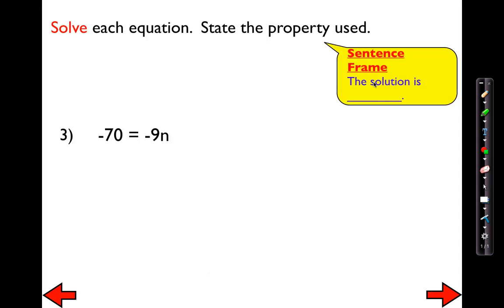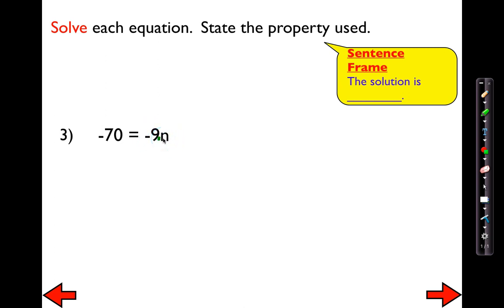So now, number 3. Number 3 looks a little different, okay? Here, I'm not going to be using the additive inverse property. I'm actually going to look at how I can isolate n. How do I get that by itself? One thing you have to be very careful about is understanding what negative 9n means. Well, it technically means negative 9 times n.